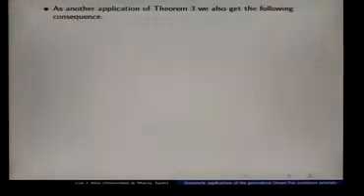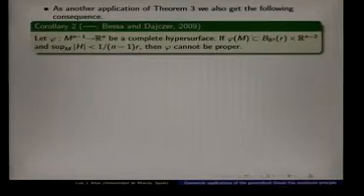Also, as another application of our theorem, we obtain the following consequence for hypersurfaces in Euclidean space.